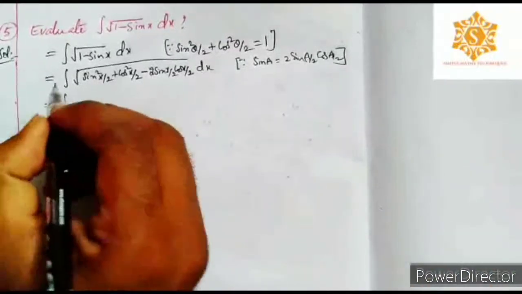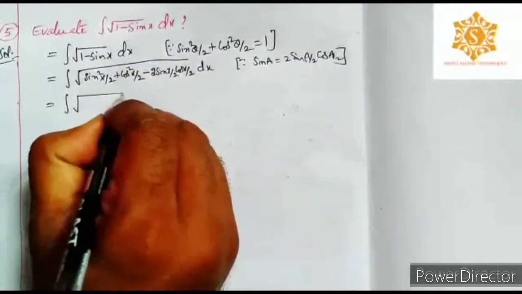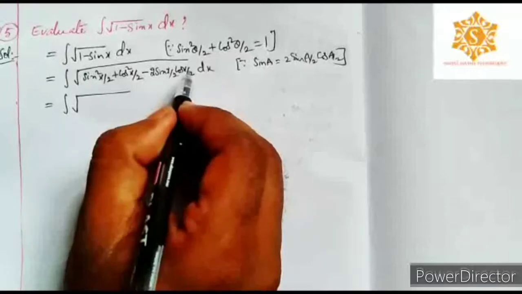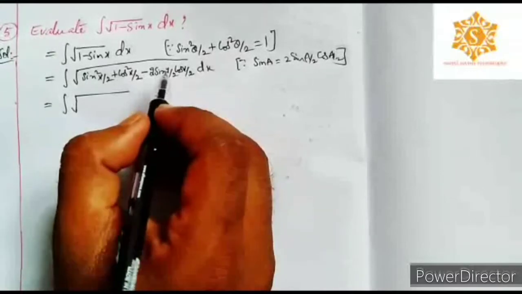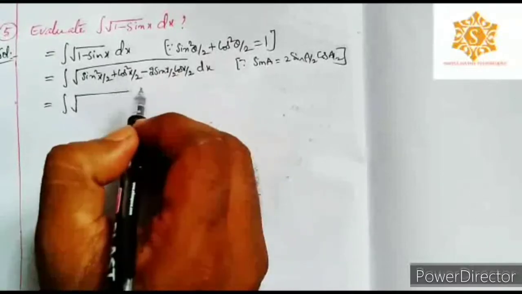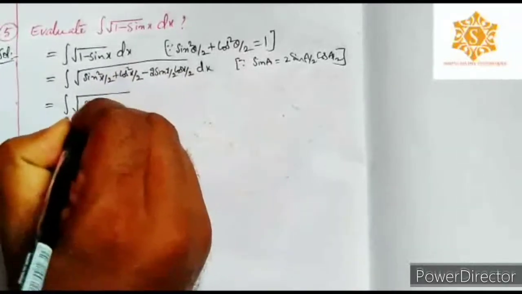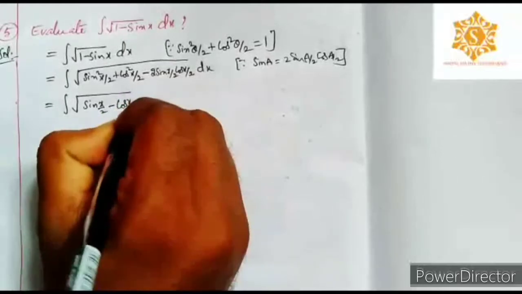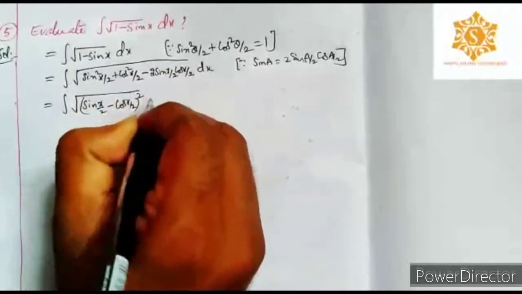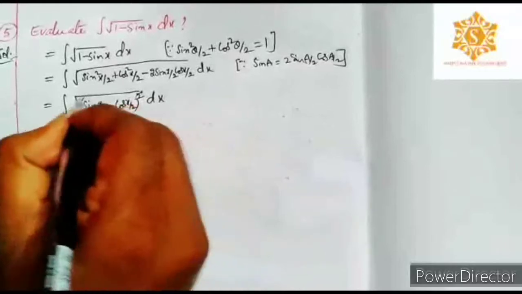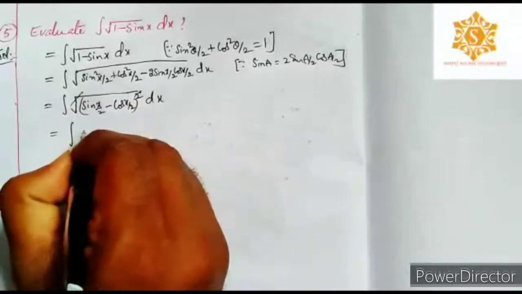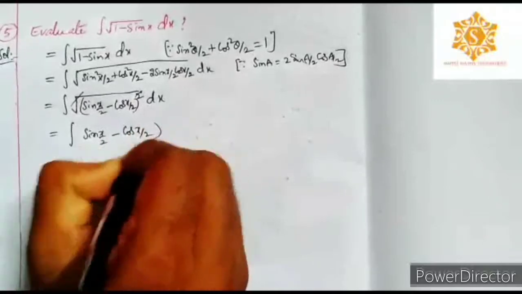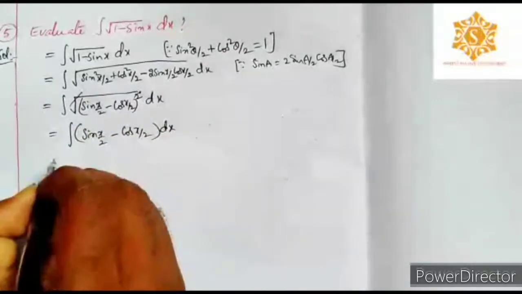Now integration of square root of, here it is a square plus b square minus 2ab. So you can write it as a minus b whole square, that is sin x by 2 minus cos x by 2 whole square into dx. Square and root cancel, remaining we have integration of sin x by 2 minus cos x by 2 into dx.